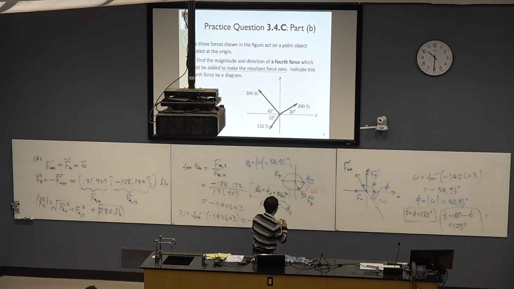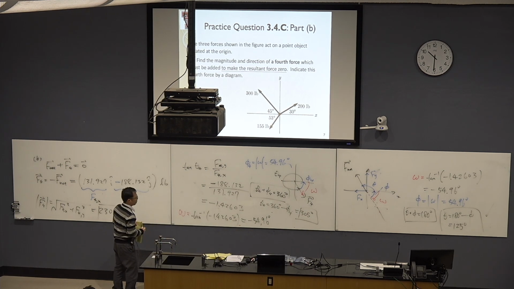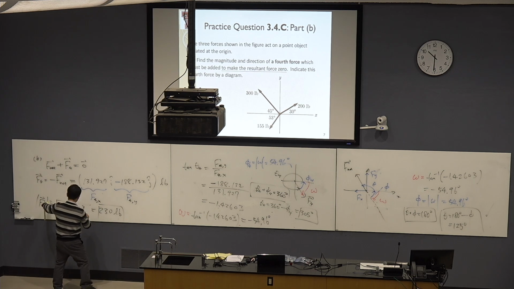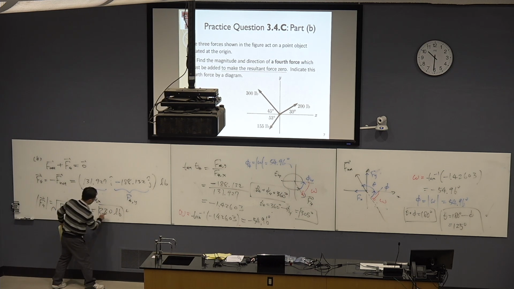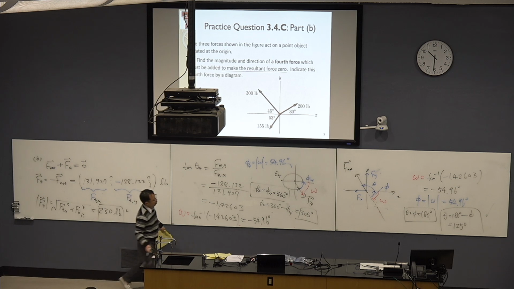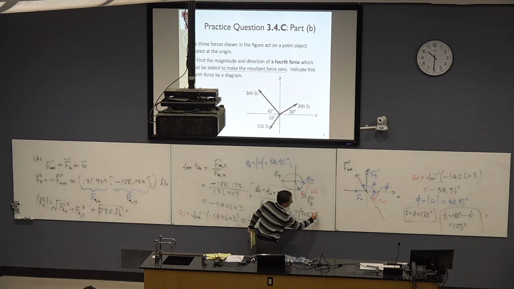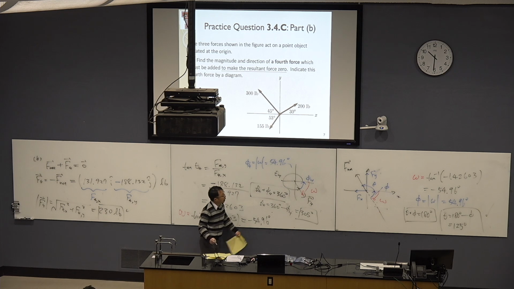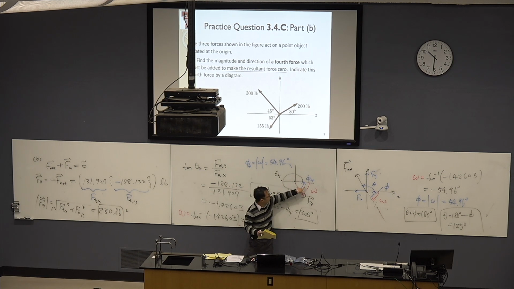The answer will be about 305 degrees. So this is the final answer. For part B, the magnitude is also 230 pounds, and the angle is 305 degrees. On the test, I'll be clear which I'm asking about. If I ask about the angle in standard position, you answer this one, and this is called the reference angle here. So now let's move on.